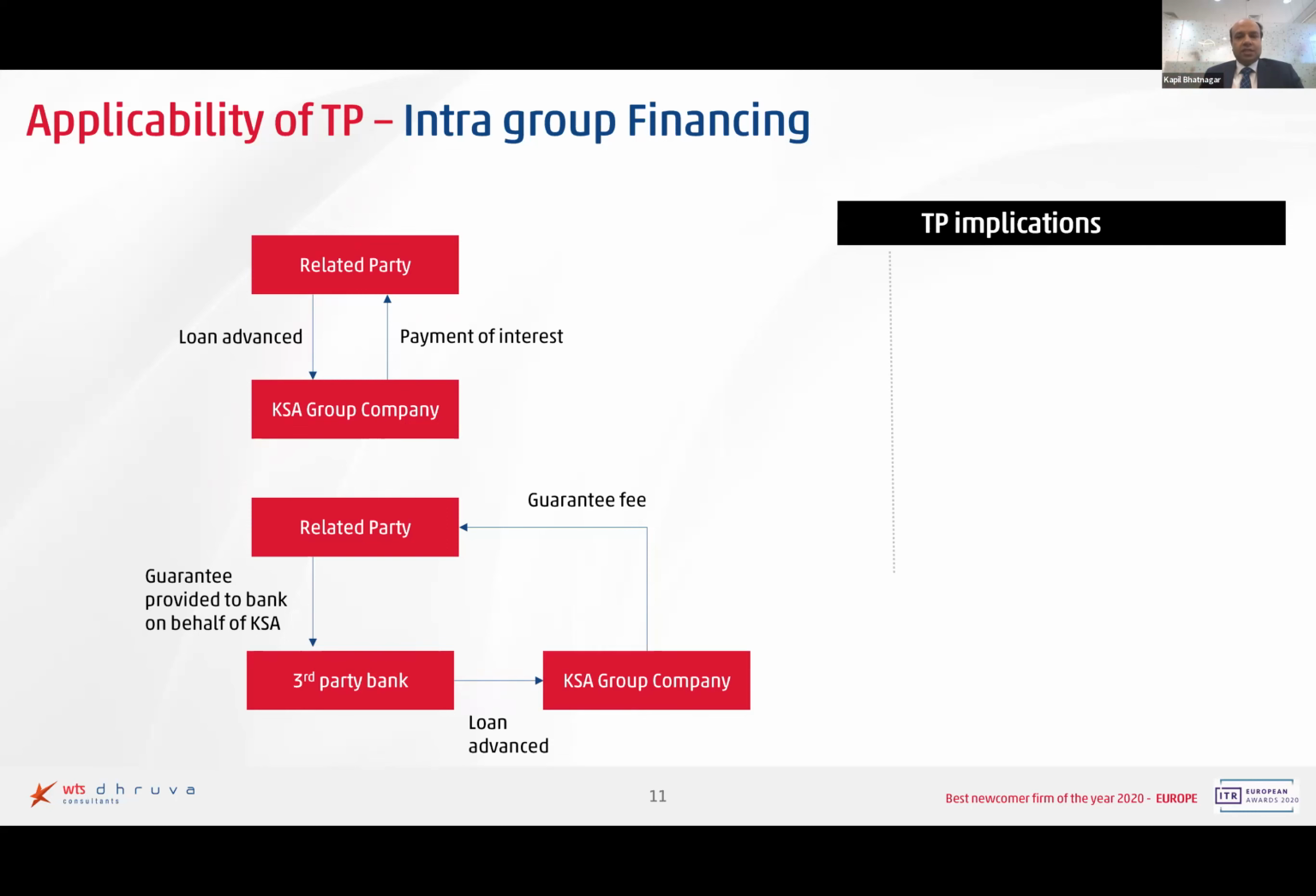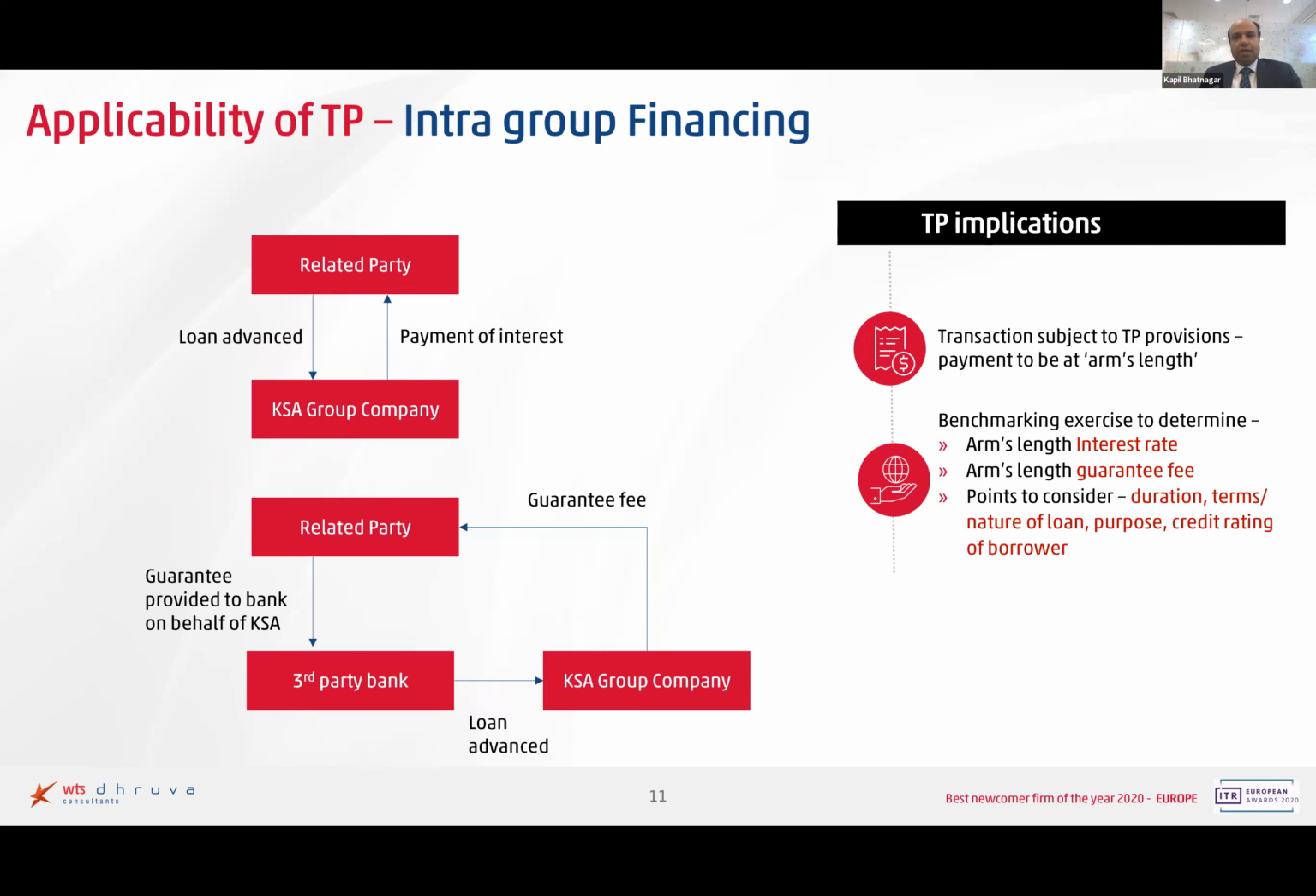Now, in terms of intragroup financing, again, these transactions will be subject to the transfer pricing provisions, and they will need to be justified from an arm's length perspective. What needs to be ensured in this exercise is that whenever a loan is advanced and there is a payment of interest, the interest rate needs to be met from an arm's length perspective. It's not the loan amount, because the loan is the principal. The loan amount would need to be reported, but the actual testing of the arm's length price would really happen from a payment of interest perspective. Similarly, whenever there is a guarantee fee being paid by the KSA group company to the related party, the guarantee fee needs to be ensured that it is at arm's length.